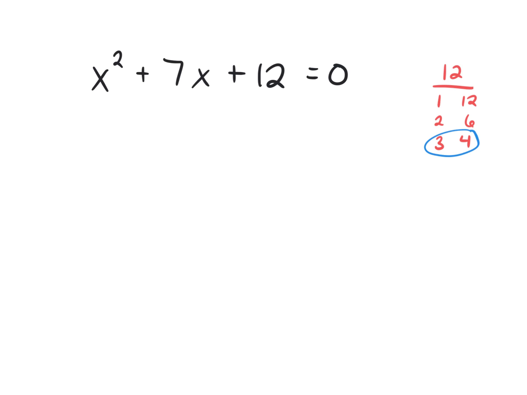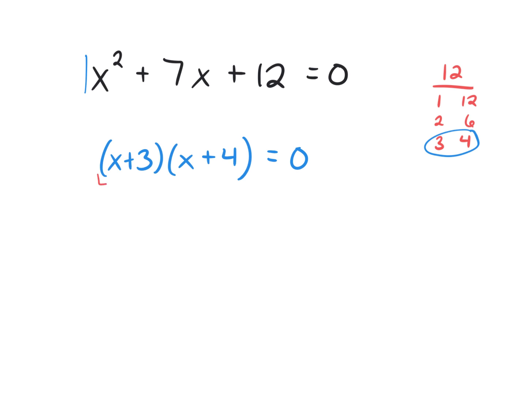Now, do we have an A value? Well, what is our A value? 1. It's 1. Okay, so remember, when our A value is 1, we can just write our answer when we find our factors. So remember, this can be written as x plus 3 and x plus 4. But we still have that equals 0, right? This is what we talked about last Monday. How do we solve this when we have it equal to 0?